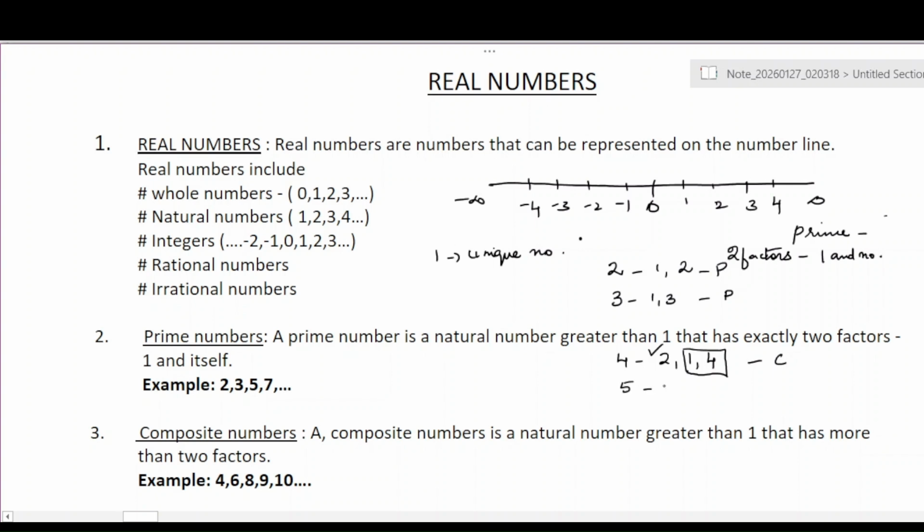So next number 5. The factors are 1 and 5. So only 2 factors, 1 and itself, so it is a prime. Next number 6. So you have factors 1, 2, 3, 6. Other than 1 and 6, you have 2 more factors, 2 and 3. So this is a composite number. So like that, you can just list the numbers and check whether they are prime or composite. Numbers will be either prime or composite. Only the number 1 is neither a prime nor a composite. 2 is the only even prime number. Okay, next.